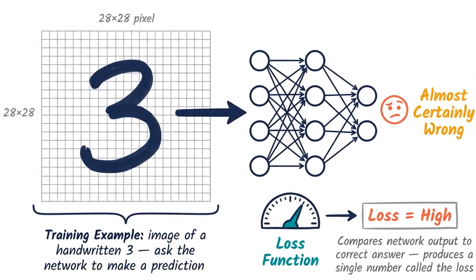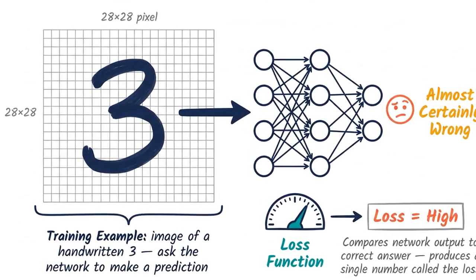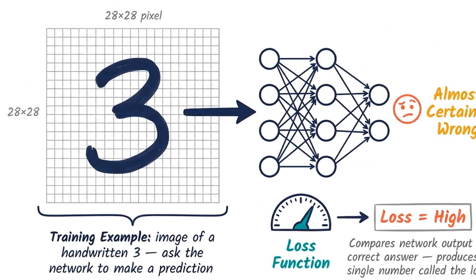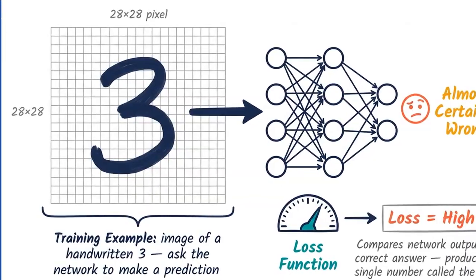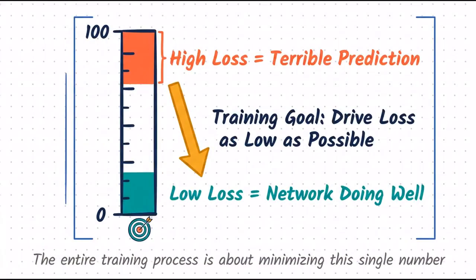That wrongness is measured by a loss function, which compares the network's output to the correct answer and produces a single number called the loss. High loss means the prediction was terrible. Low loss means the network is doing well. The goal of the entire training process is to drive this number as low as possible.